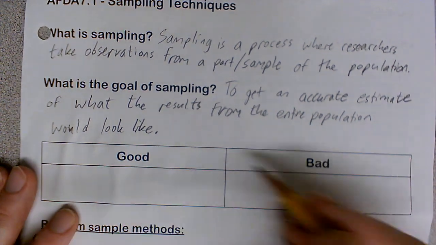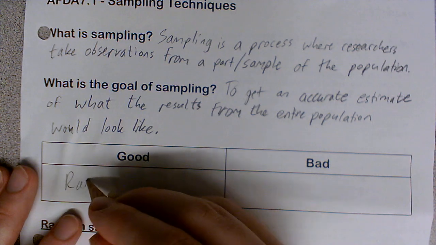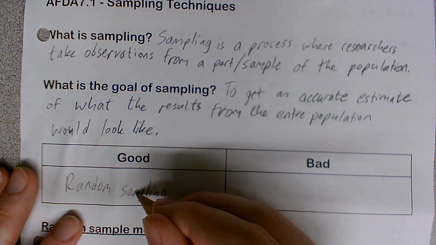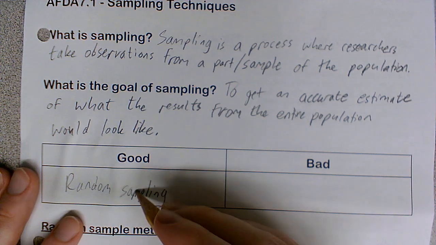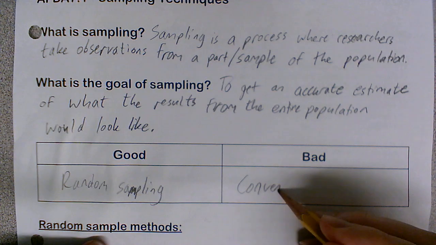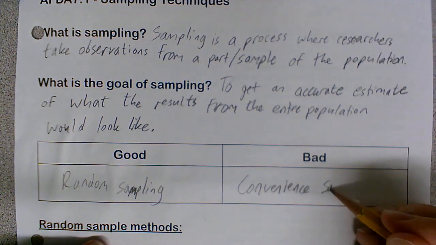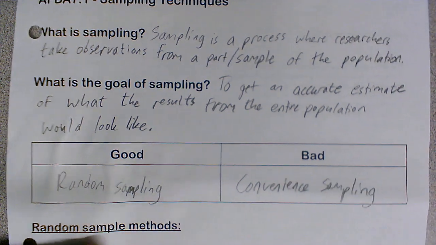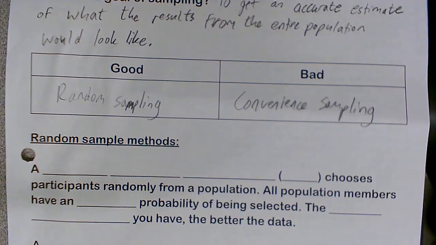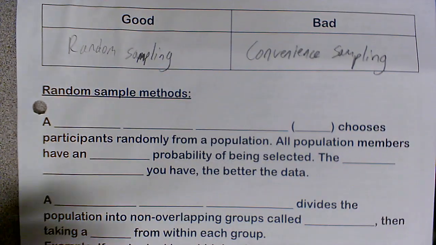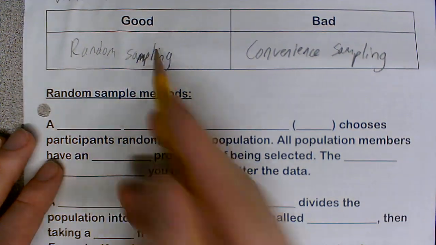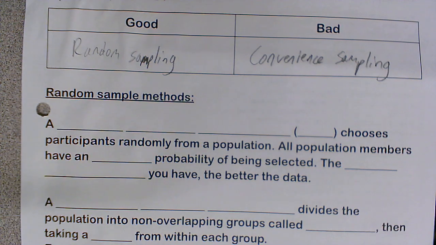So there's a good type of sampling and a bad type of sampling. There's random sampling, and this is good because you get a pretty good idea of what the entire population would look like based on random sampling. And then the bad type of sampling is convenient sampling, even though it does save some time. Now we'll talk about what these mean in more detail as we go forward in the unit. We're not going to really touch on the bad sampling methods for a while. Instead, we're going to focus on the random sampling methods for now.